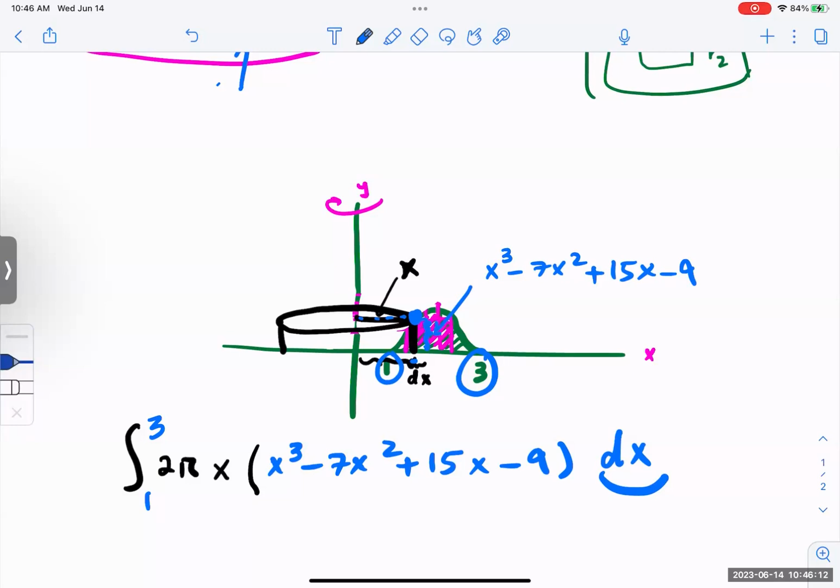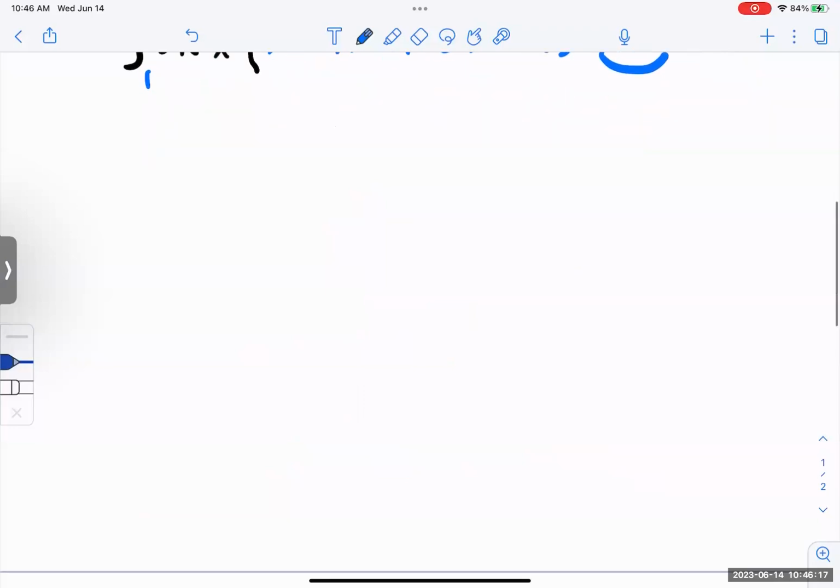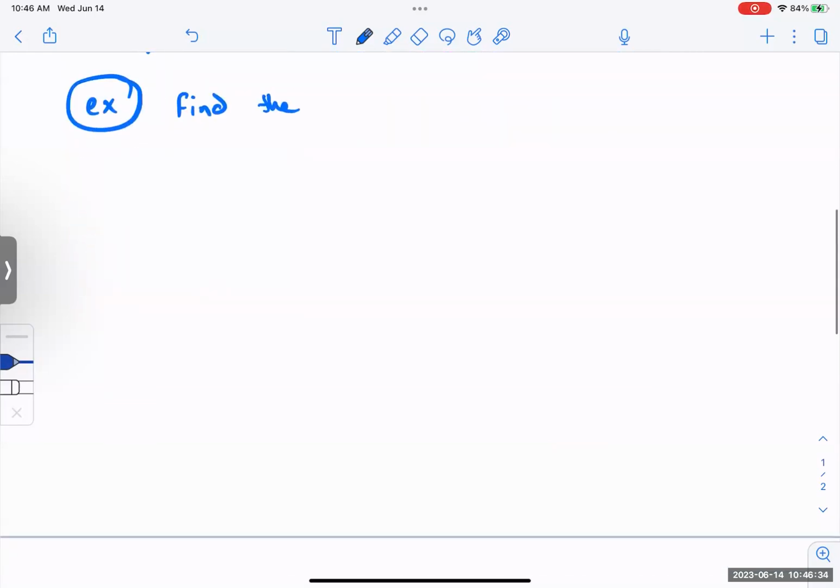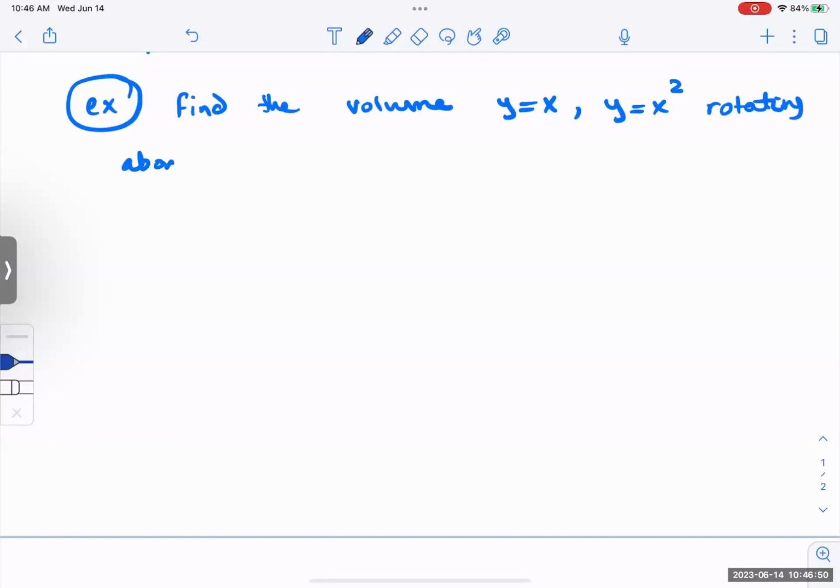Here we go. Find the volume of y equal to x, y equal to x squared, rotating about the y-axis.